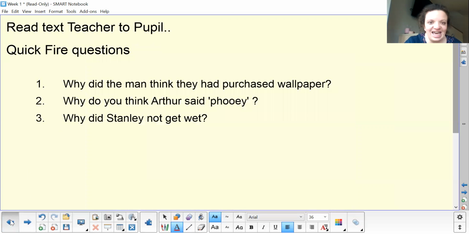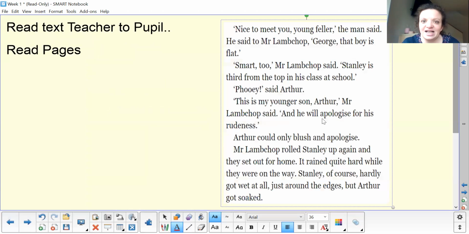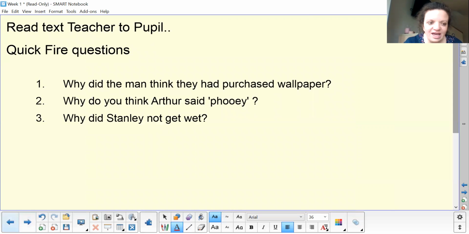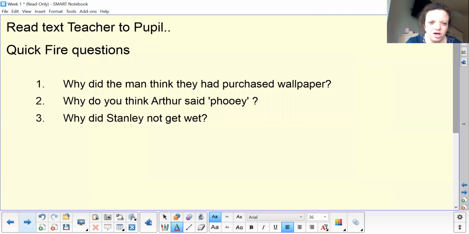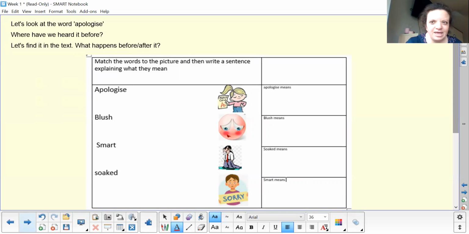Let's find it in the text. So if we go back to the text, "This is my younger son Arthur," Mr. Lambchop said, "and he will apologise for his rudeness." So he's going to apologise for his rudeness. So he's got to apologise for being rude. So what do you think apologise might mean?